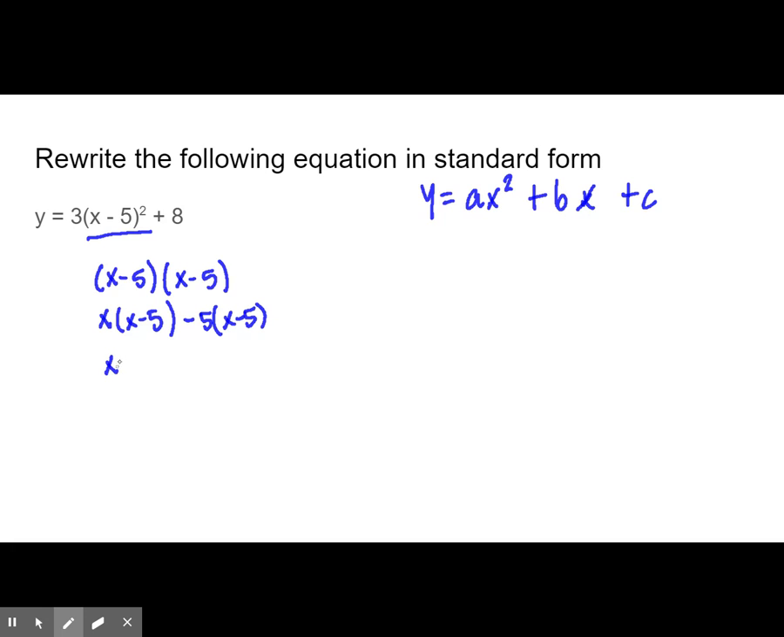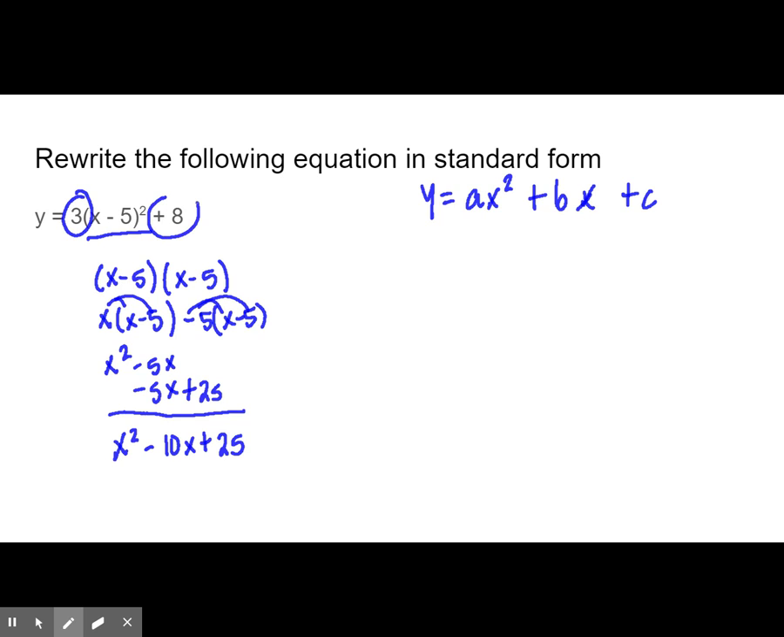And that's going to give us x squared minus 5x minus 5x. So again, I'm just distributing here. And then negative 5 times negative 5 is a positive 25. So when I combine my like terms, I get x squared minus 10x plus 25. Now, don't forget that we still have 2 more numbers that we have to include in this equation somehow.